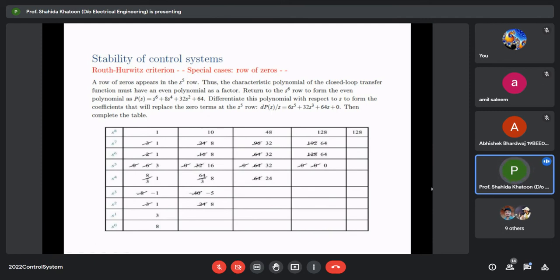Okay, so this is how we form the Routh table if a complete row is 0. We refer to the previous row, form the even polynomial, and then take the derivative and form the next row. So this is another special case, that is rows of zeros. This is how we solve such problems.